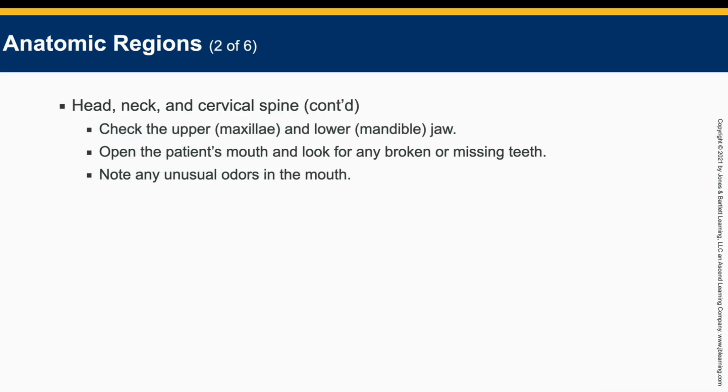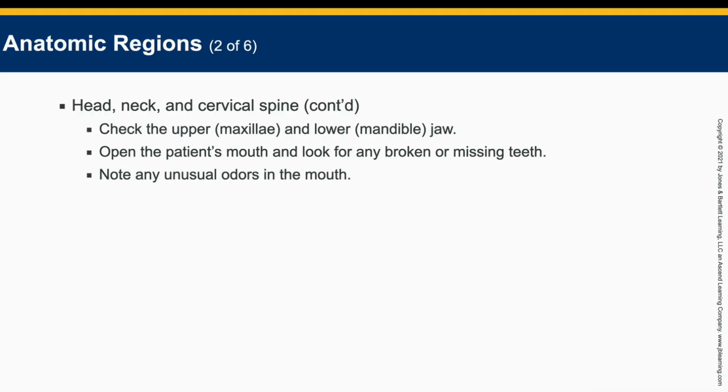Continuing to the head, neck, and C-spine, you should also evaluate the patient's jaw and mouth. Start by checking the upper jaw, called the maxilla, and the lower jaw, known as the mandible. Look and gently palpate for pain, instability, and deformity that could suggest a fracture or injury. Next, open the patient's mouth and check for broken, loose, or missing teeth. This is especially important in trauma patients because teeth can become aspiration hazards if they're loose or dislodged.